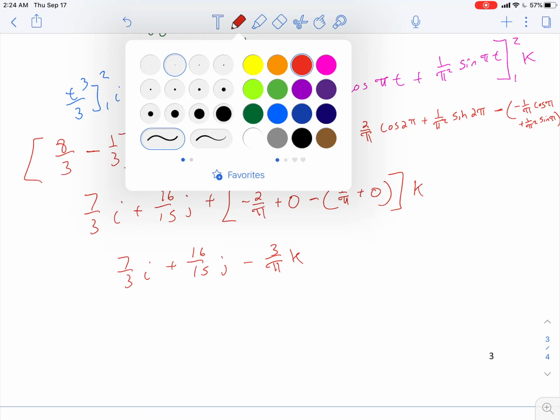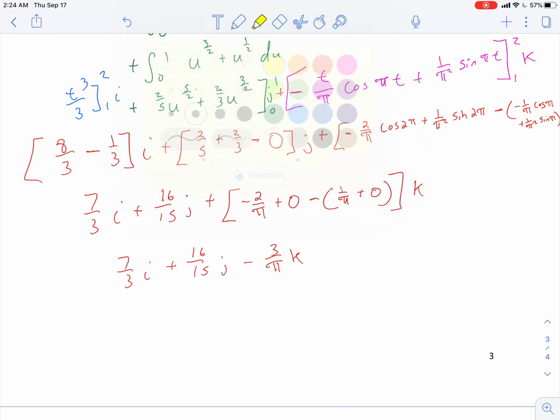Okay. And there we went ahead and integrated our vector function. And we are finished. All right.